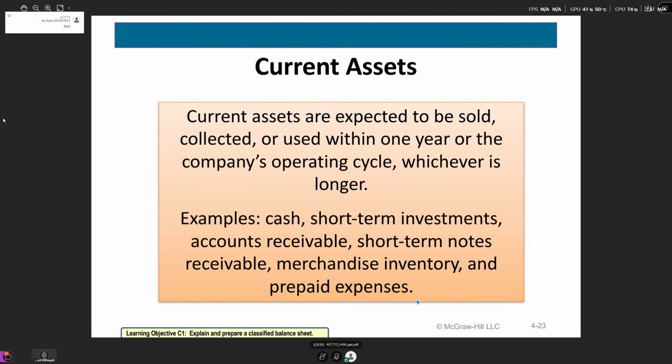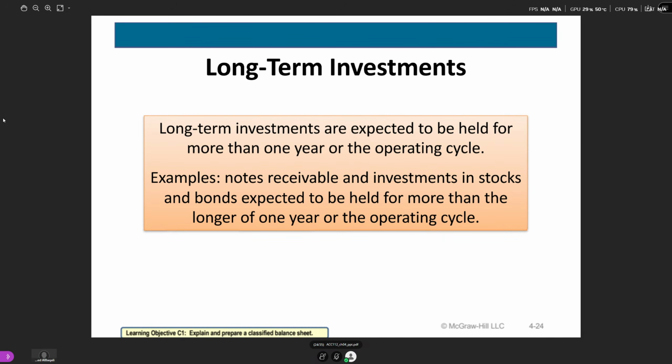Supplies are current assets because we don't use them for 4 or 5 years. We only use them in 1 year or less. Supplies are current assets. Now, non-current assets can be classified into 3 categories.